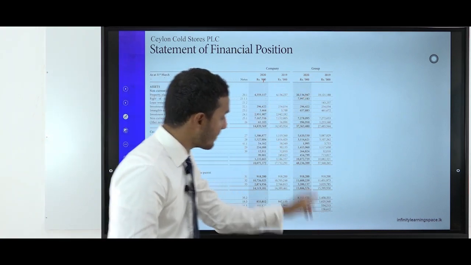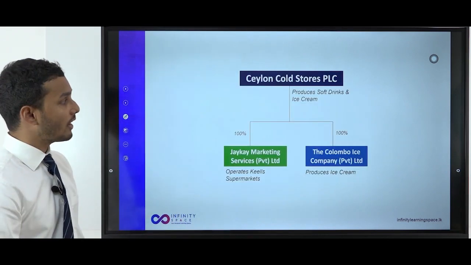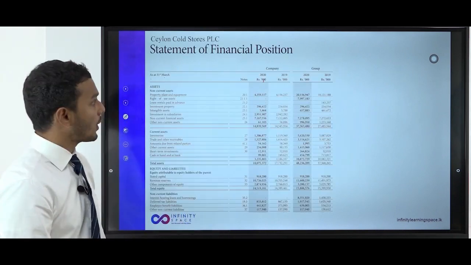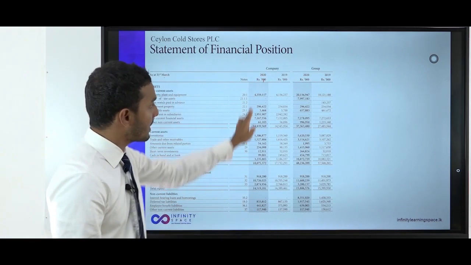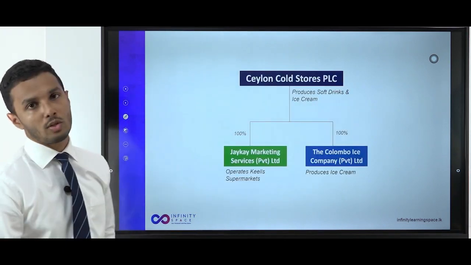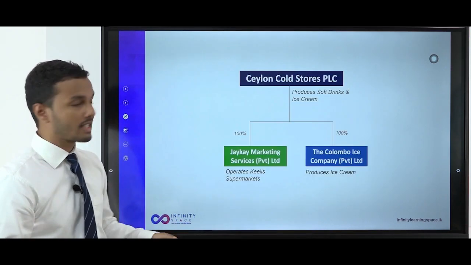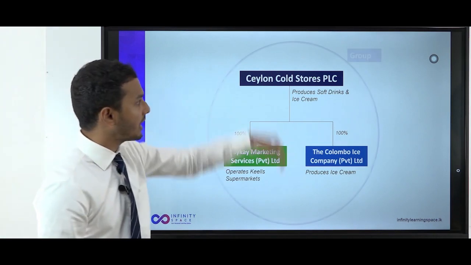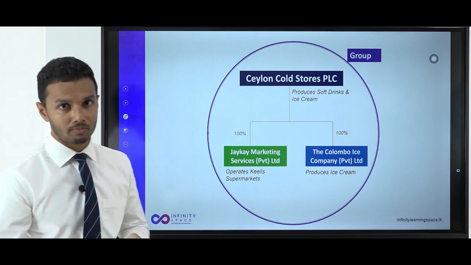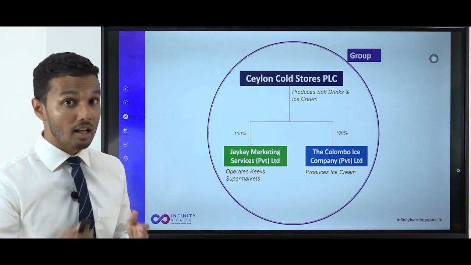balance sheet we saw here, shows the assets, equity and liabilities of all 3 companies, not just Ceylon Cold Stores PLC. So this balance sheet here under company shows only the assets, equity and liabilities of Ceylon Cold Stores PLC, while this balance sheet here shows the assets, equity and liabilities of all 3 companies, and all 3 put together we call the group. Right. Okay. So that's a brief understanding about what consolidated financial statements are about.